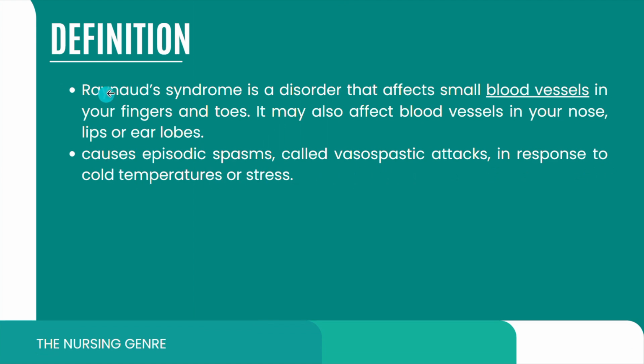Definition: Raynaud syndrome or disease is a disorder that affects small blood vessels in your fingers and toes. It may also affect blood vessels in your nose, lips, or earlobes, causing episodic spasms called vasospastic attacks in response to cold temperatures or stress. That means if people with Raynaud disease get exposed to cold weather, it causes reduced blood flow to the fingers, toes, and sometimes other parts of the body.